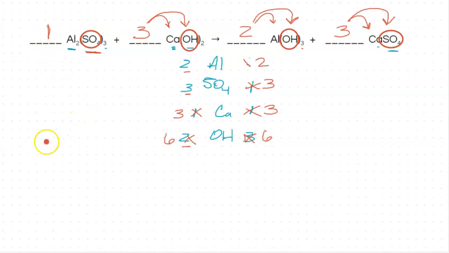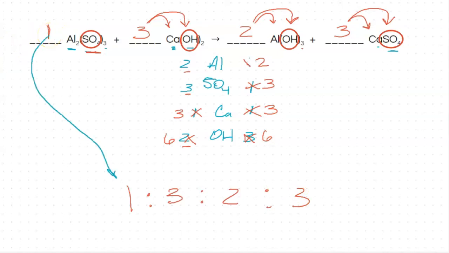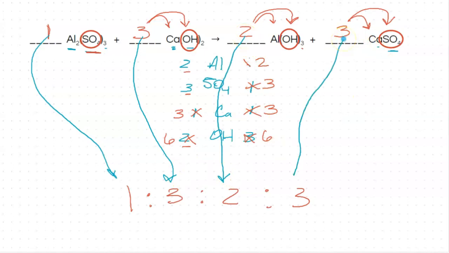So if I asked you to give me the ratio, you would give me 1 to 3 to 2 to 3. Simply pulling those coefficients from the reaction and putting them into the ratio. 1 to 3 to 2 to 3. And that's the ratio of those compounds in this chemical formula.